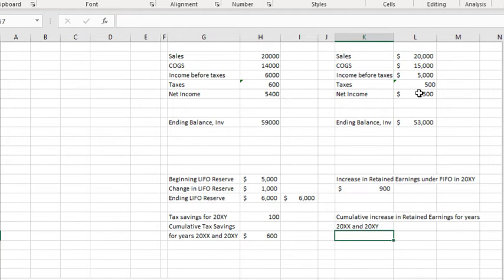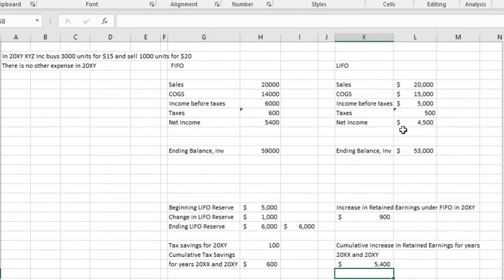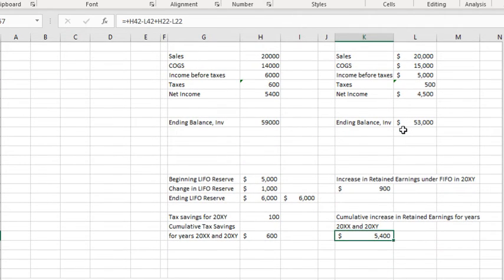The cumulative increase in retained earnings over the years, if you used FIFO over LIFO, is going to be this year's difference plus the previous year's difference. So that turns out to be $5,400. Now, why do we calculate these, and what's the use of LIFO reserve?